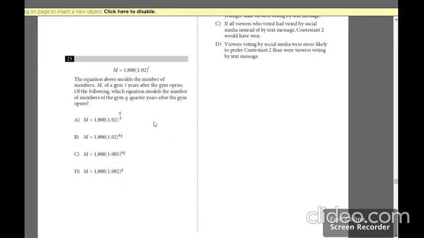Moving on to question number 23 that I have. So here the model is given to us in the form of an equation. M is equal to 1800, 1.02. This is nothing but a 2% increase.